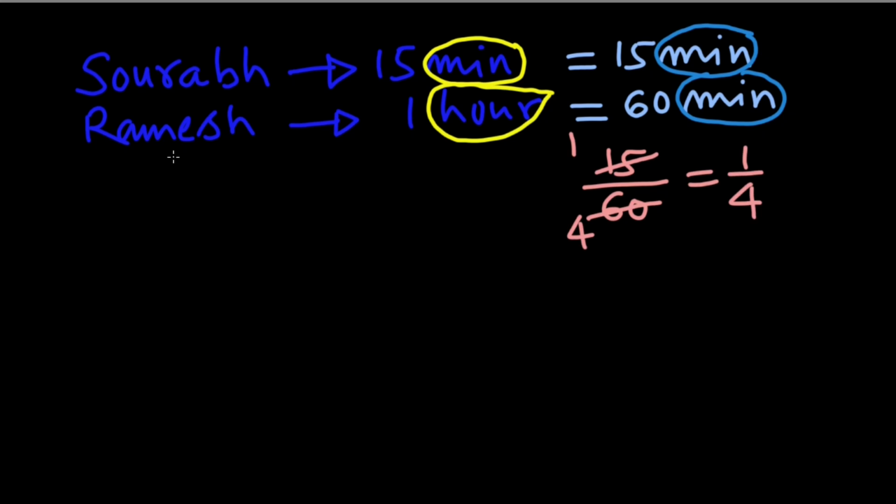So Ramesh takes 4 times more time than Saurabh to reach the school from their houses.